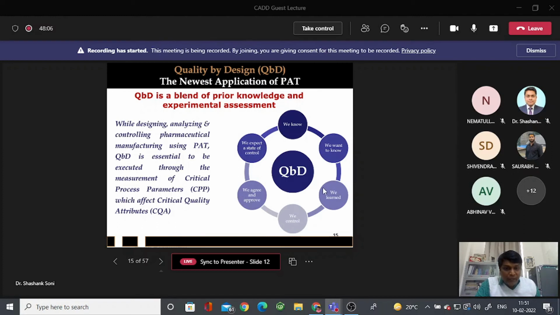So QbD is a function of what we know, what we want to know, what we have learned in the past, what are the various things which we can control, what we agree and what we approve, and we expect a state of control. How much can we control? These are the various things which are going to design your QbD.